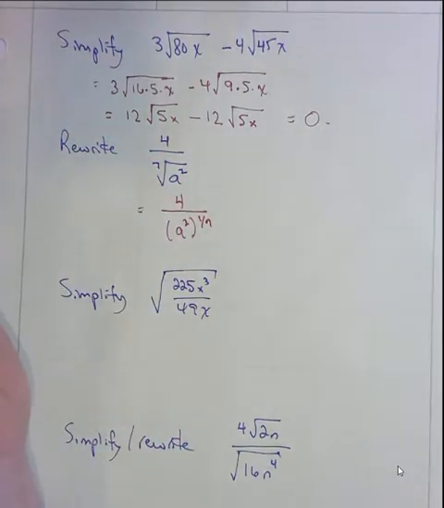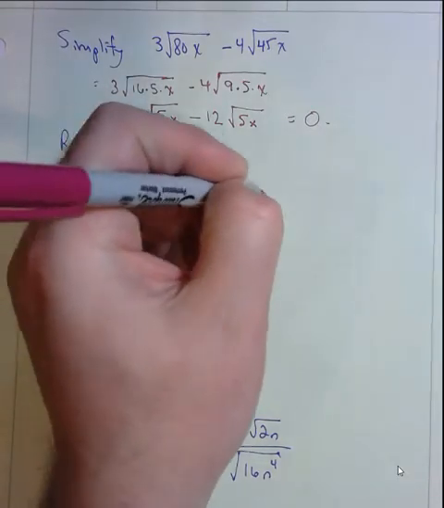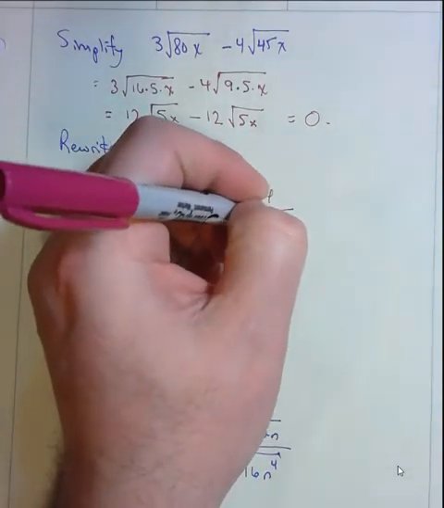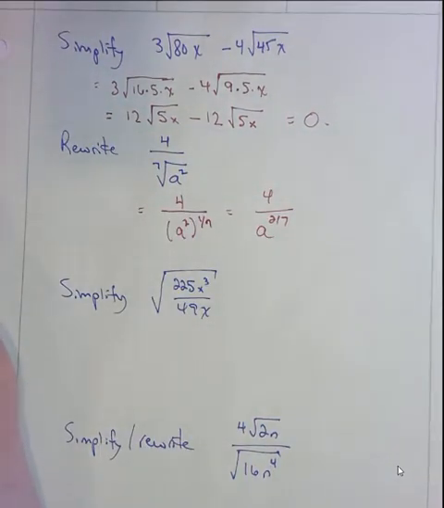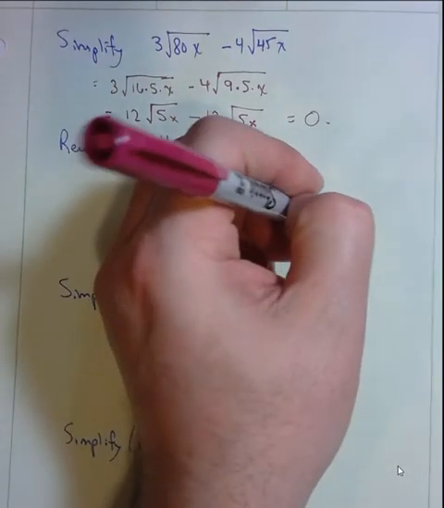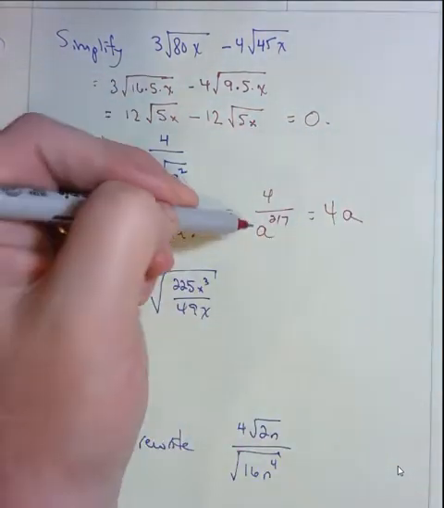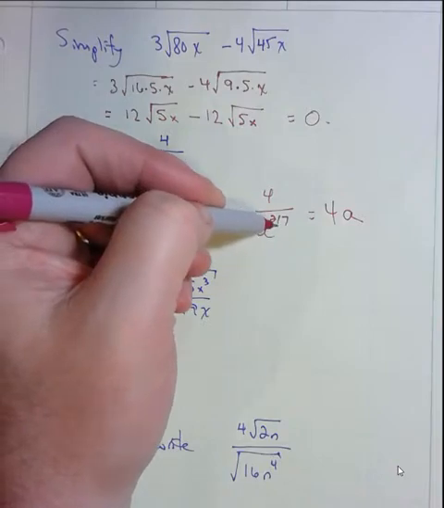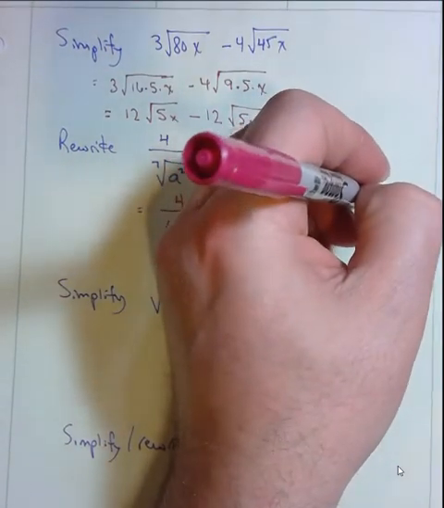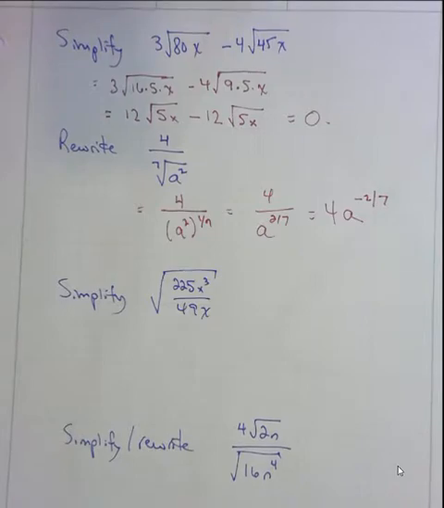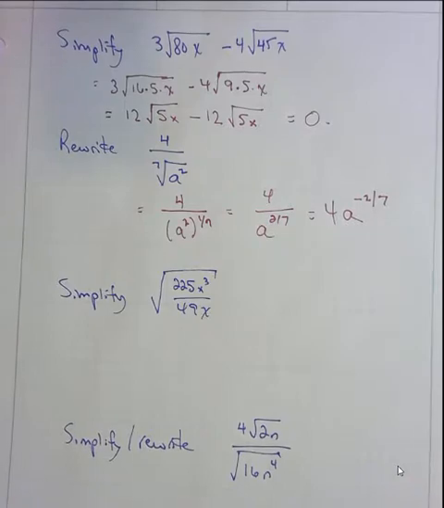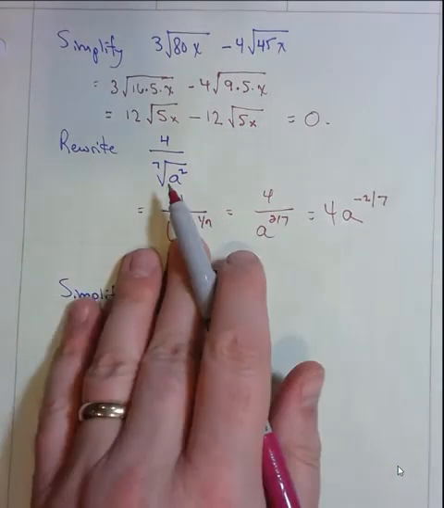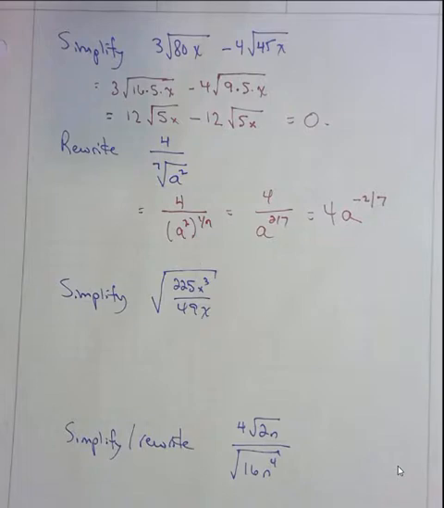Take the 7th root away and write it as an exponent of 1/7. This can then be 4 over a to the 2/7. And if we would like this written as just 4 times a to a power, we do the reciprocal game. When we flip a to the 2/7 from the denominator up on top, we change the sign of the exponent, and so this mess right here is equivalent to 4 times a to the negative 2/7. Again, is this really better than this? I don't know, but we were asked to rewrite it, so what the heck.